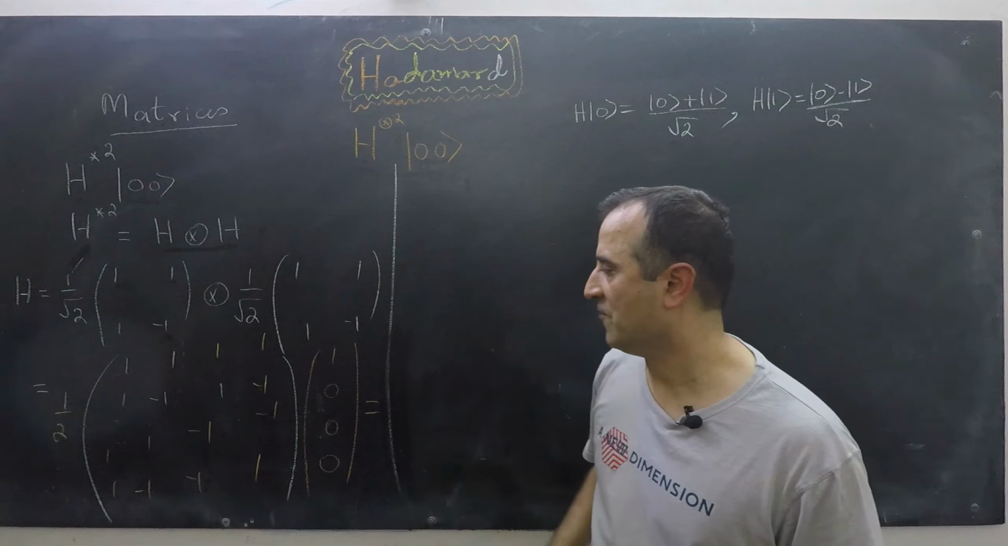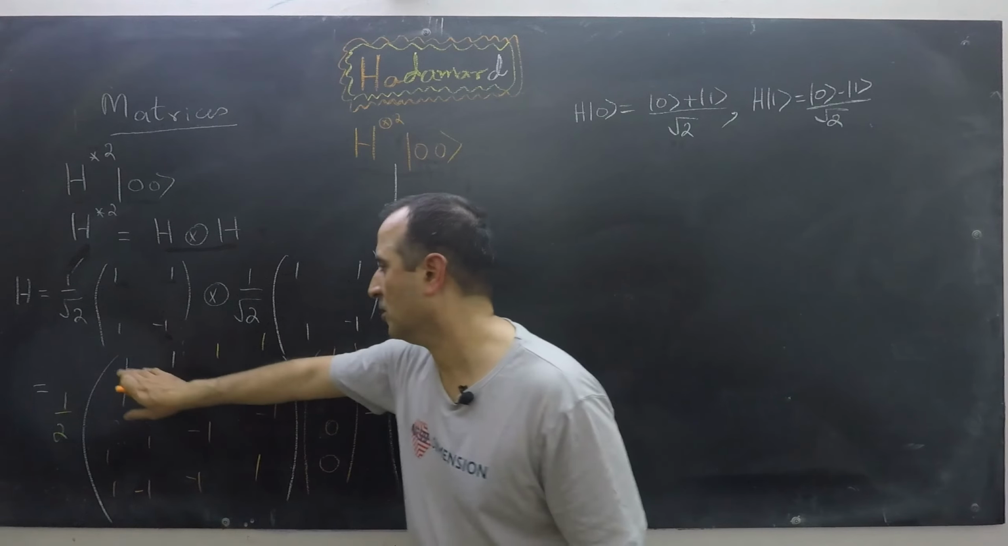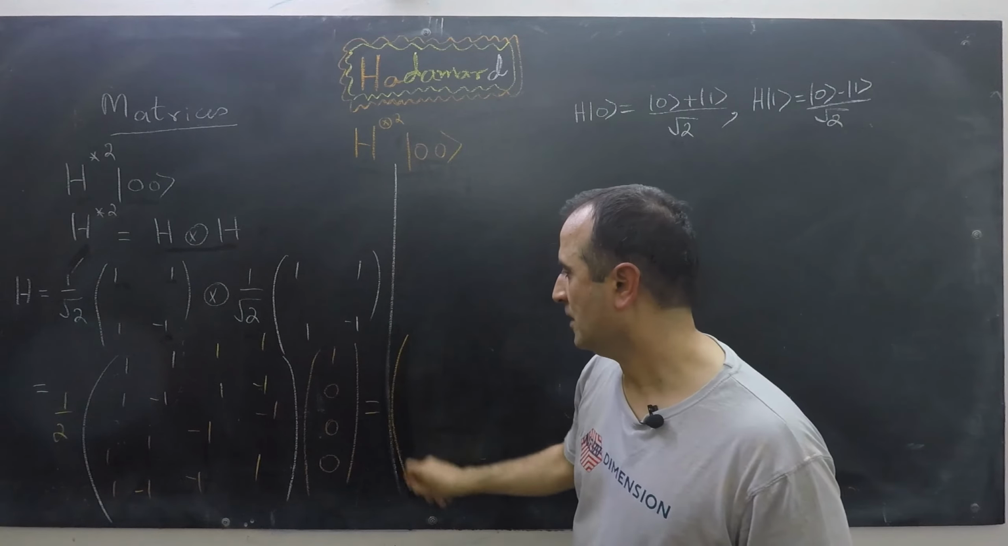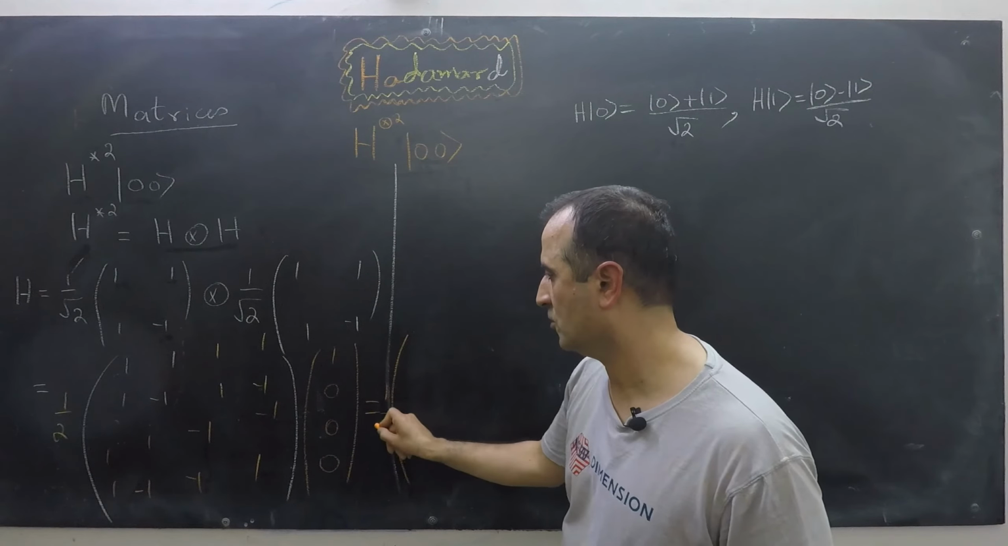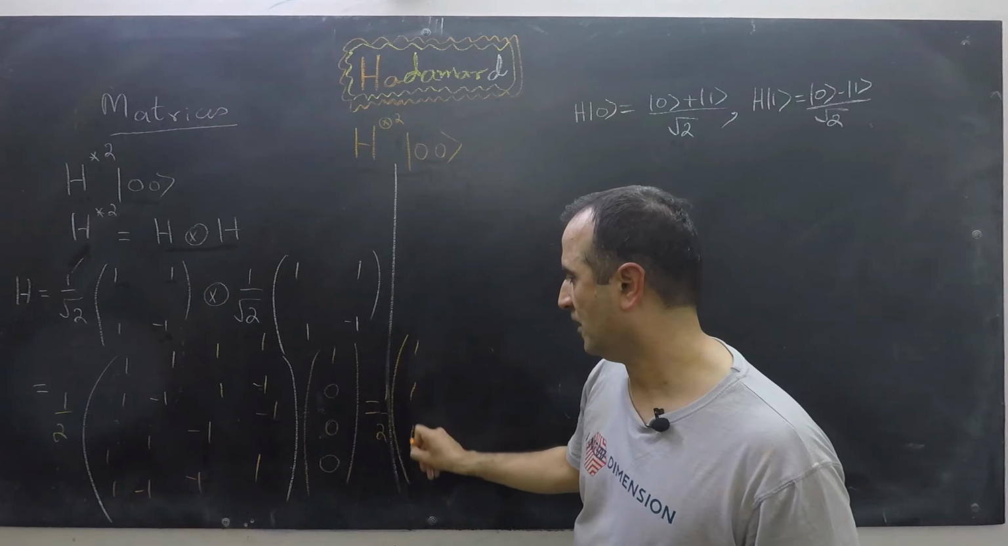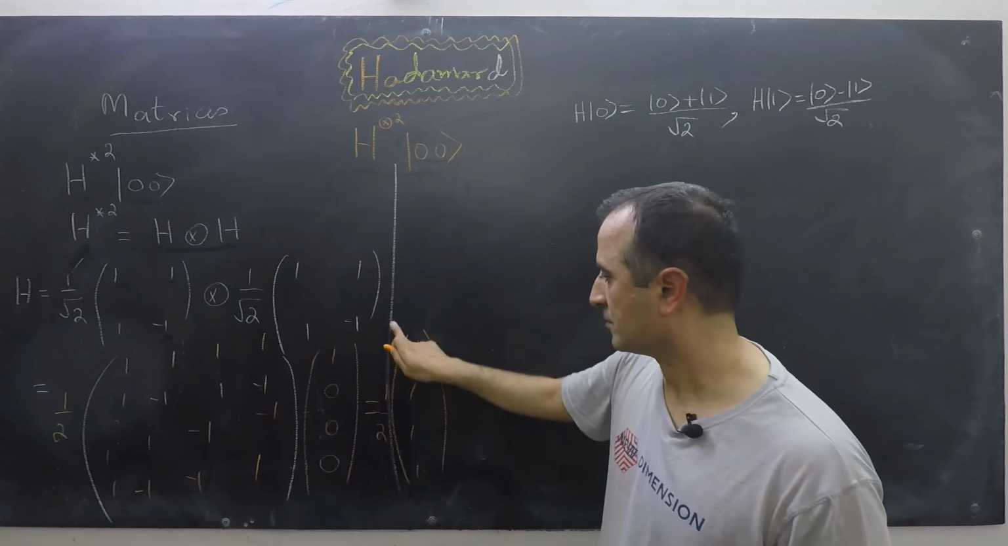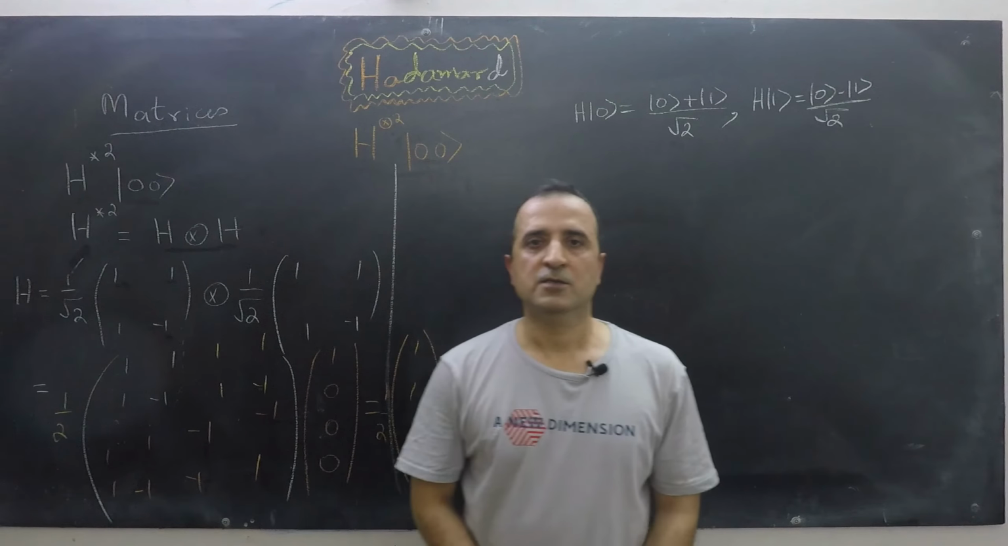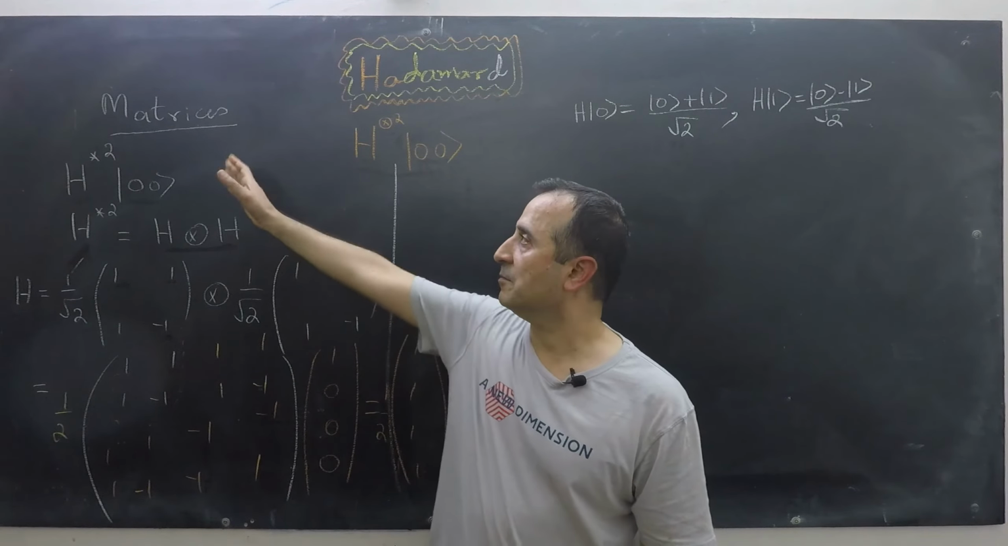So in this case our final result will be the first column. So our final result is going to be 1 over 2, 1, 1, 1, 1. So that's it with our matrices method.